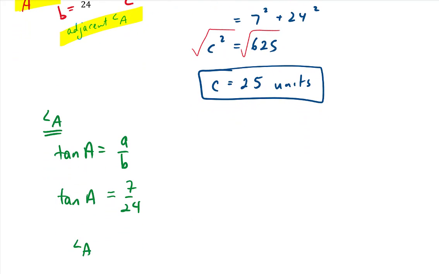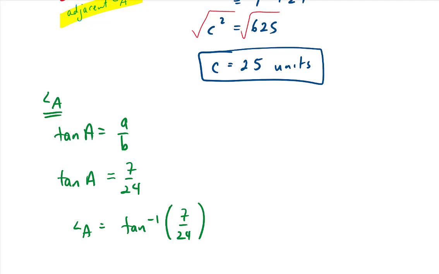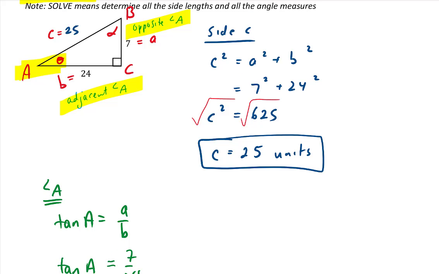And to find angle A, we're going to take the tan inverse. Remember, we have to get rid of that tan from the A, so we do the tan inverse of 7 over 24. Again, we only use the tan inverse or the sine inverse or the cos inverse if we are looking for an angle. So we get that angle A is approximately equal to 16.3 degrees. Let's put that in our diagram. So we get 16.3 degrees, and all we have left is angle B.